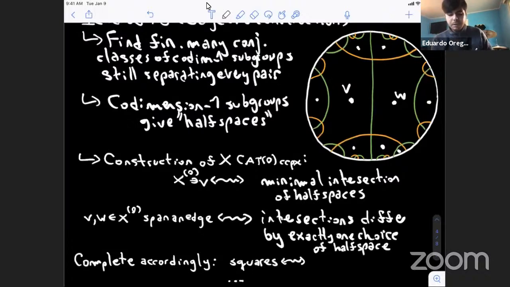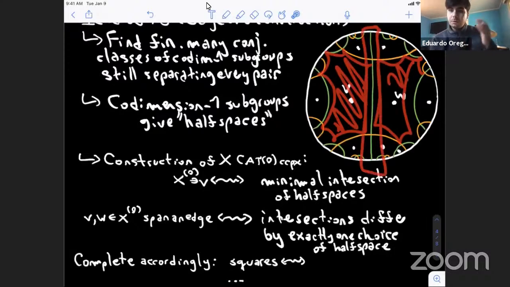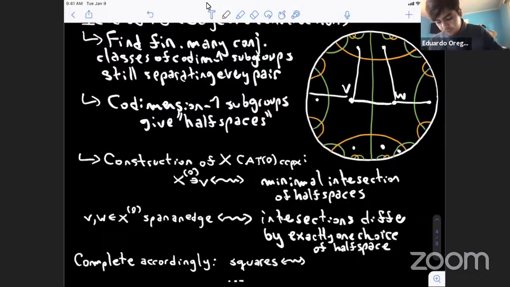So what do you mean by this? For this region and this other region, the difference is that for this quasi-convex subgroup, for one we choose one half space, and for the other vertex we choose the other one. Since this is the only difference, these two vertices are joined by an edge. In this picture, at the end, we should get a sample like this.